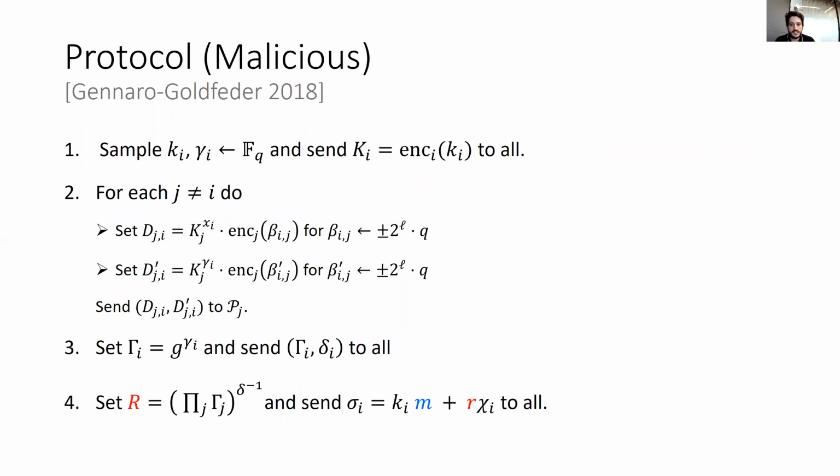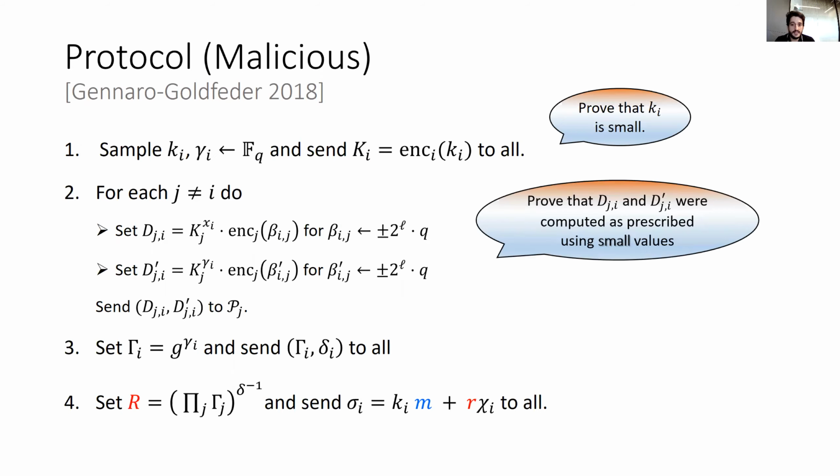So next I'm going to present one way to compile the honest but curious protocol with range proofs, which corresponds to the Gennaro-Goldfeder protocol from 2018. So the compilation goes something like this. In round 1, we prove that Ki is small. In round 2, we prove that the Ds were computed as prescribed using small values. And finally, we also make sure that the nonce is well formed.